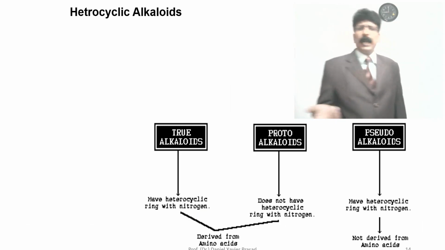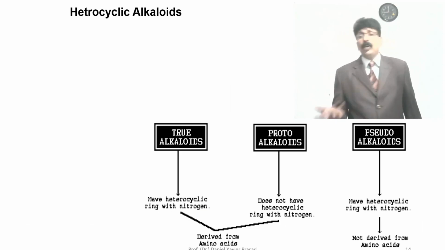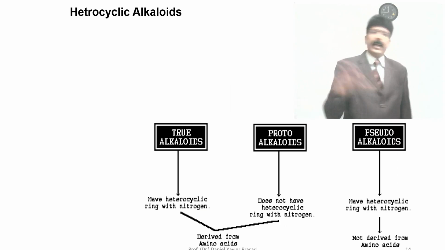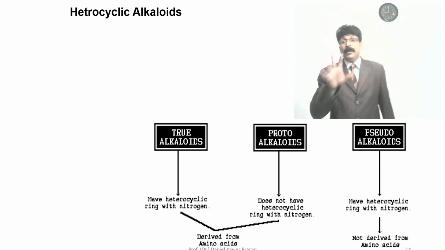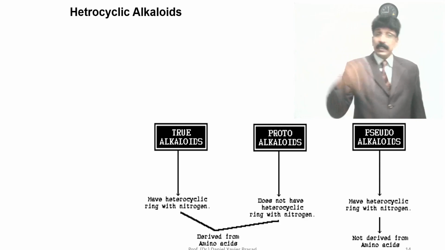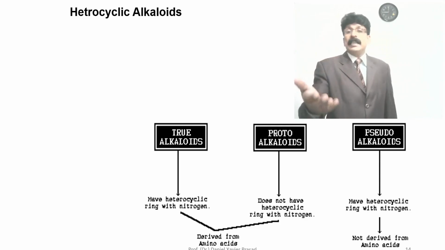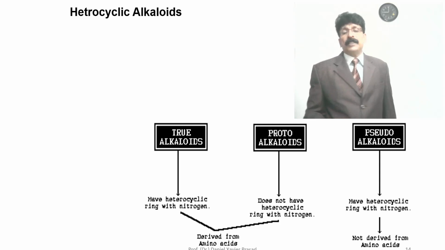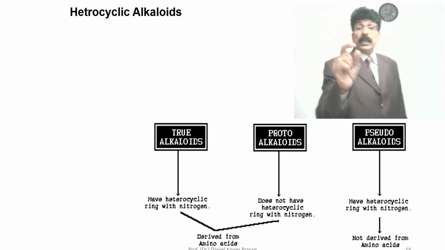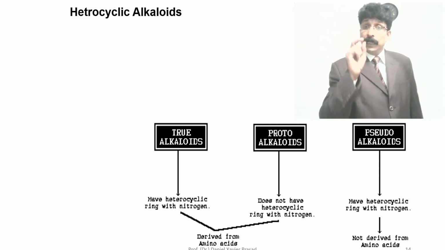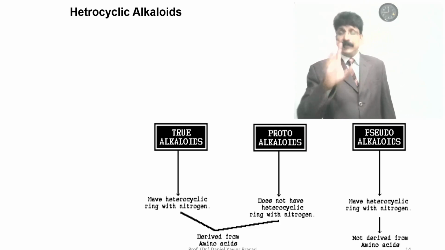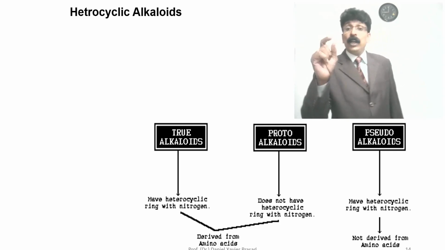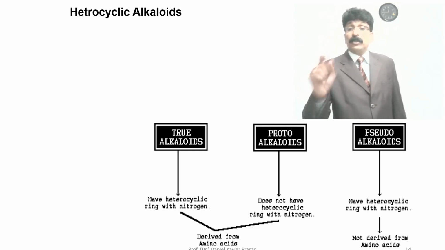True alkaloids, proto-alkaloids and pseudo-alkaloids are very clearly explained in this picture, and I will explain them again in other slides, but the student can easily understand and remember them by means of this picture. True alkaloids have a heterocyclic ring structure with nitrogen, and proto-alkaloids do not have a heterocyclic ring with nitrogen.